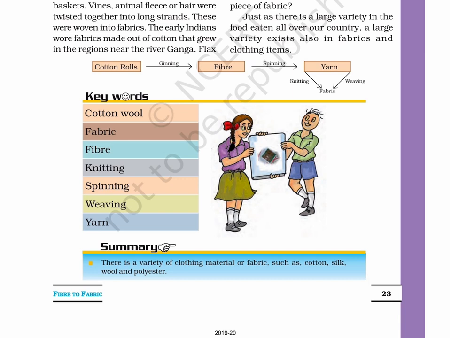Keywords: cotton wool, fabric, fiber, knitting, spinning, weaving, yarn. Summary: there is a variety of clothing material or fabric such as cotton, silk, wool and polyester. Page 24.